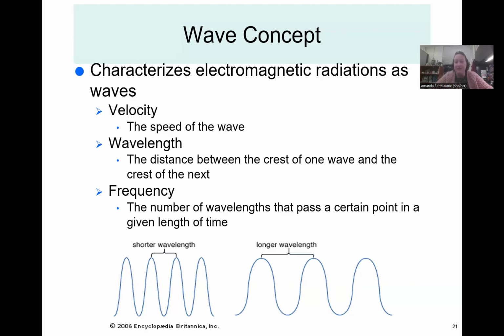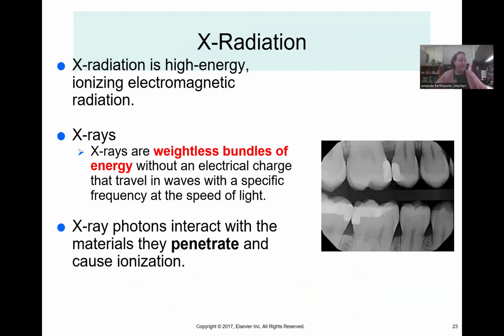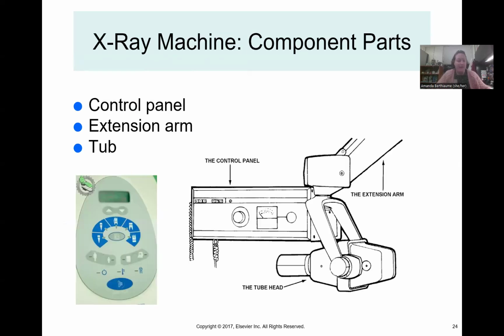Velocity is a term, and it means the speed of the wave. Wavelength is the distance from the crest, the top of one wave, to the next. And frequency is the number of wavelengths that pass through a certain point in a given time, right? So some radiation is going to go slow and some is going to go fast. So X radiation is high energy ionizing electromagnetic radiation. That's what it is. Somebody much smarter than me a very long time ago discovered that, right? And X-rays are weightless bundles of energy, and they penetrate, causing that ionization. So when we take a dental X-ray, it is going through the atoms and causing ionization, but we're getting that picture at the end of the day.